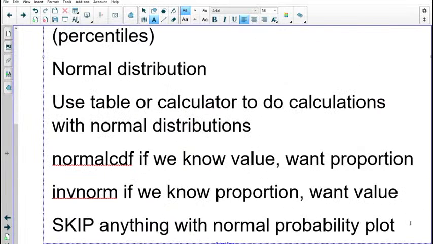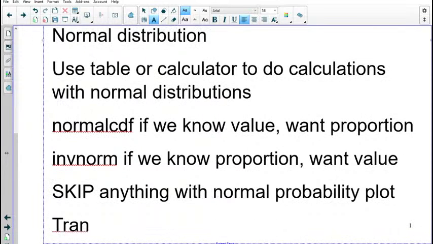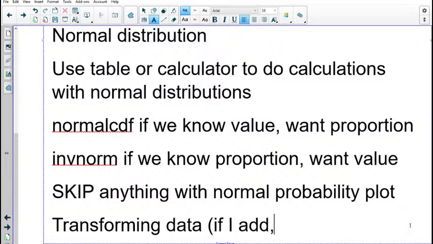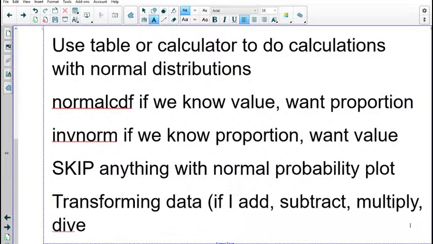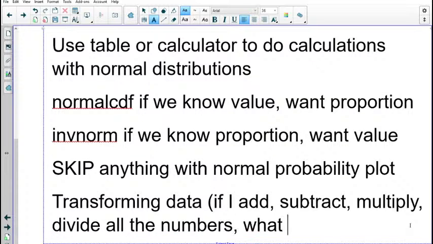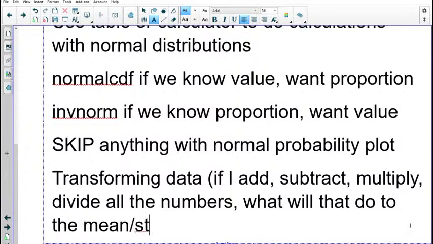Last thing, transforming data. If I add, subtract, multiply, divide all the numbers, what will that do to the mean and standard deviation? And you should be able to explain why.